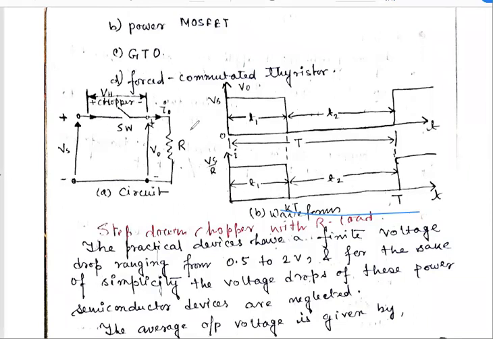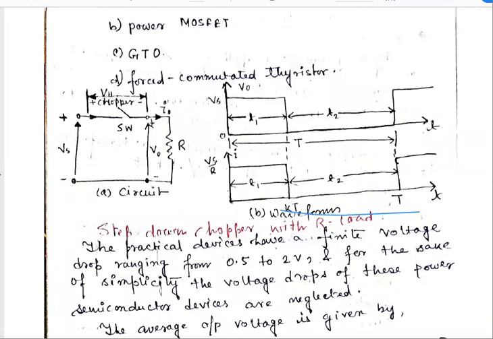This is the basic circuit of a chopper, the step down chopper. Here we use a switch and a resistive load, and we apply a supply voltage Vs. The current flows when the switch is in the on condition. The current flowing through the load is IO, and the output across R is VO. The switch used as the chopper may be any of the semiconductor switches like power BJT, power MOSFET, GTO, or force commutated thyristor.